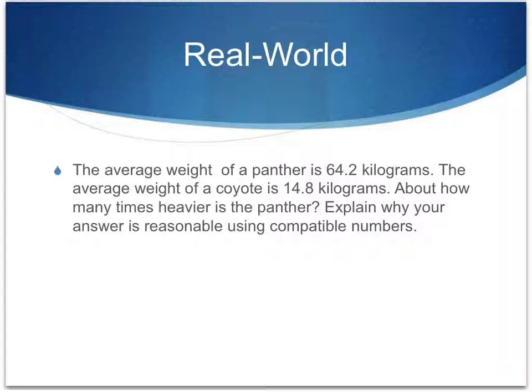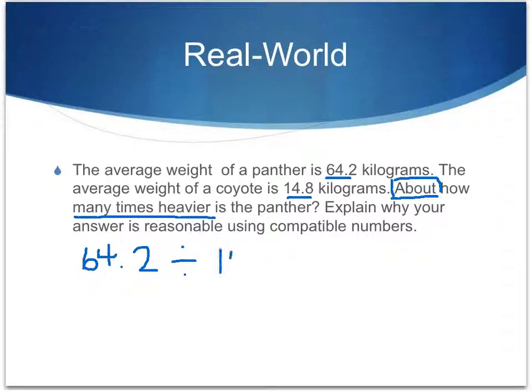The first thing I do is take a look at important information: the weight of the panther, the weight of the coyote, and then I see this word "about," which tells me I'm going to estimate. I don't care about an exact answer, I just want to be close. And then "how many times heavier" are three words that imply they want a division sentence here. So I want to take 64.2 and divide that by 14.8.